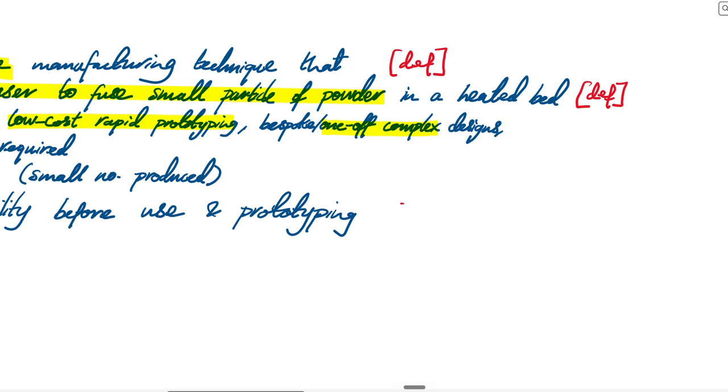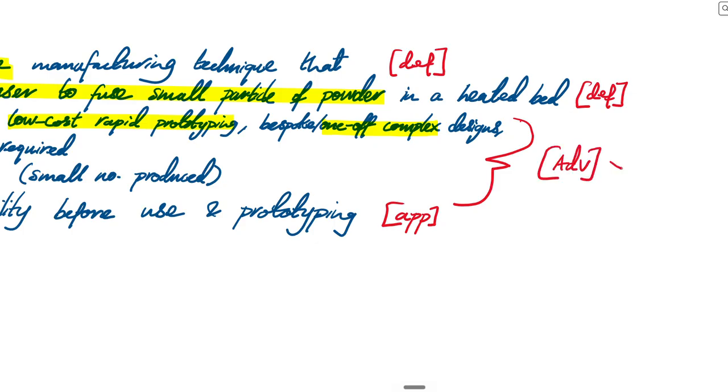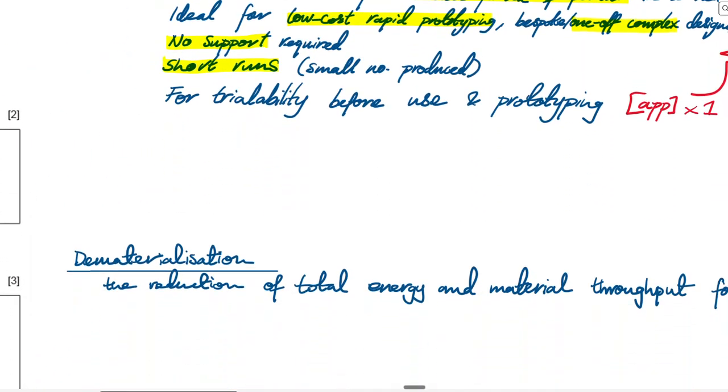So this is application. And so these three are just advantages, right? So that's times 1, you would get one more. This is times 1, and this is times 1. So that's our allocation. Okay, on to the next question.